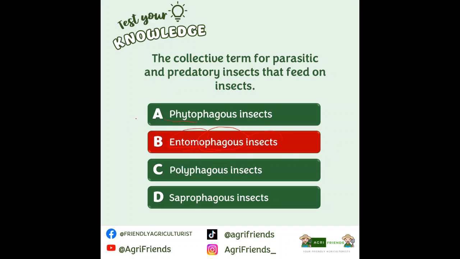While phyto meaning plants. So phytophagous insects are those insects that feed on plants. Poly means many. So polyphagous insects are those insects that have several hosts. Saprophagous, sapro, meaning putrid or rotten material. So these are insects that feed on decaying matter.